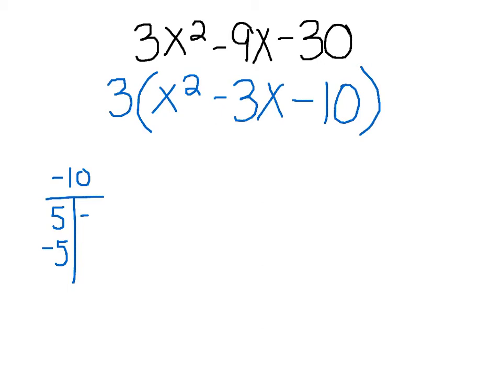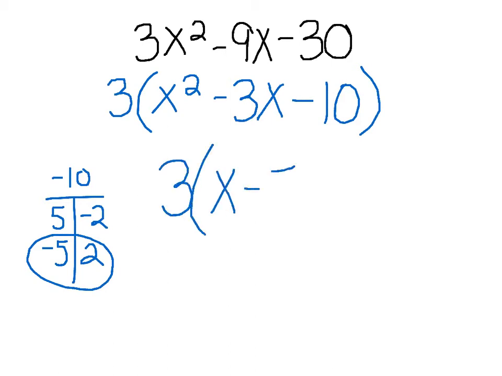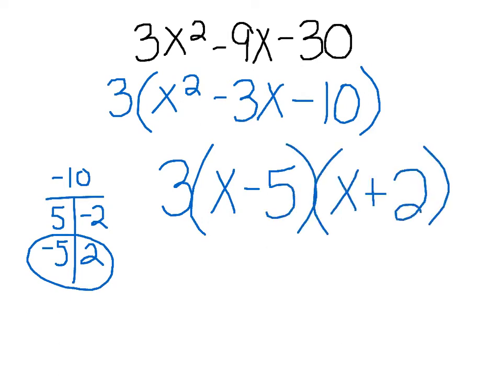Sorry, 5 and negative 2, or negative 5 and positive 2. Since I want negative 3, negative 5 plus 2 is negative 3. These are my factors. So I'm going to leave that 3 on the outside, and I'm going to have x minus 5 times x plus 2. And that's my final answer.